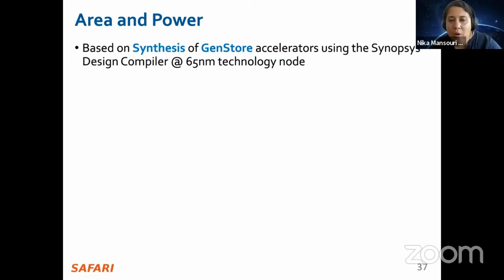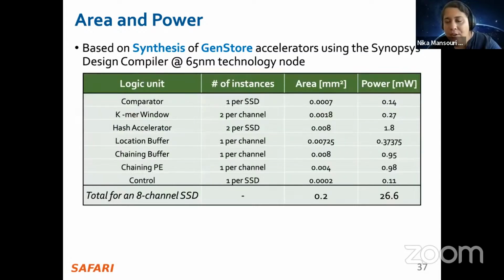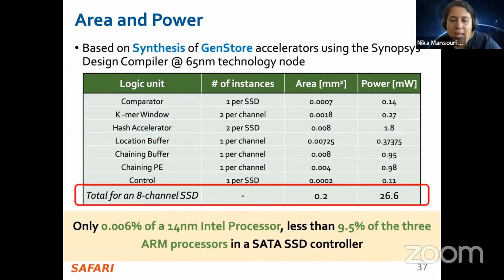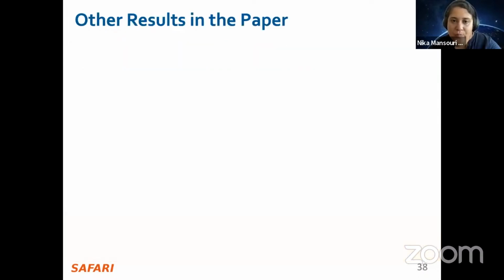We find area and power values of GenStore by synthesizing GenStore EM and NM using a 65 nanometer technology node, and find that for an 8-channel SSD, the area of GenStore is 0.2 square millimeters and the power is 26.6 watts. By scaling the area to lower technology nodes, we observed that the area overhead of GenStore is 0.006% of an Intel processor and less than 9.5% of the 3 ARM processors in a SATA SSD controller.